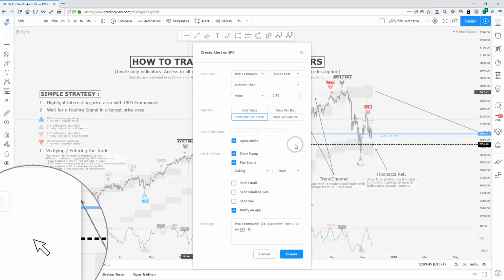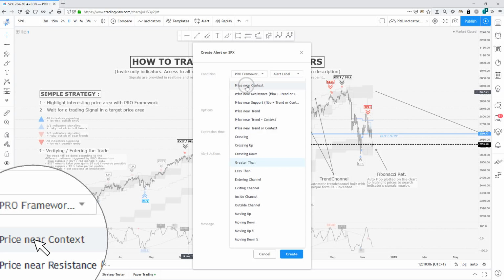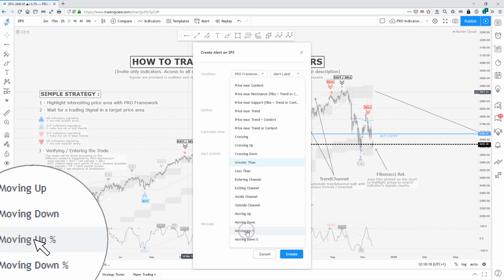But that's how it is. And how simple is this? Now you can safely trade the SPX, not even needing to have a look at the charts day by day. All right, you're going to know when something interesting shows up. You can say greater than, or you can set crossing up or moving up percent.